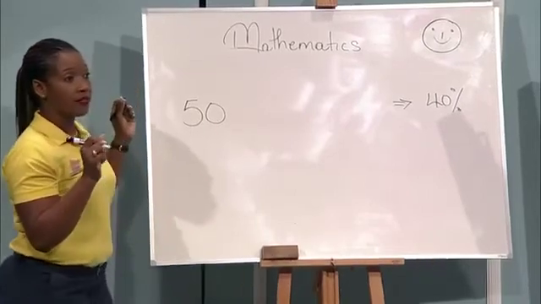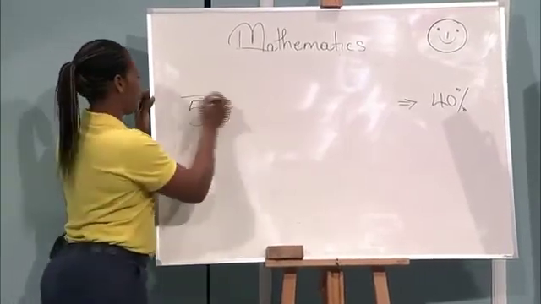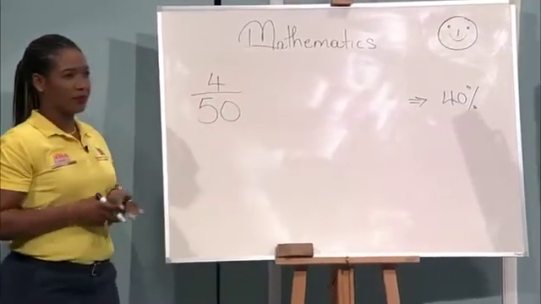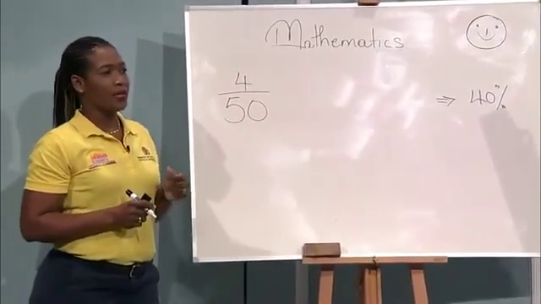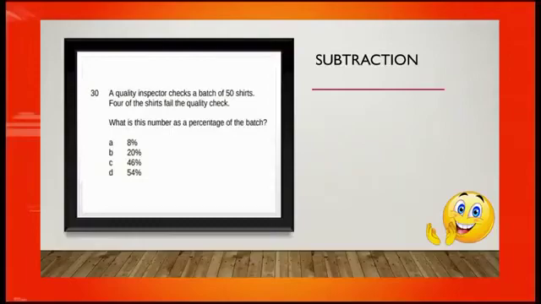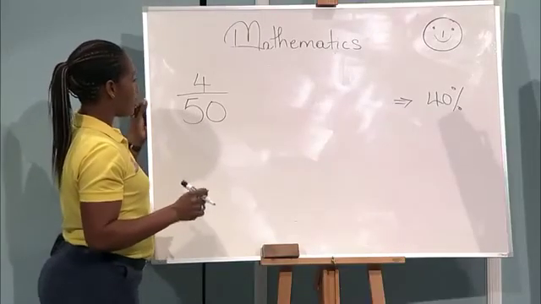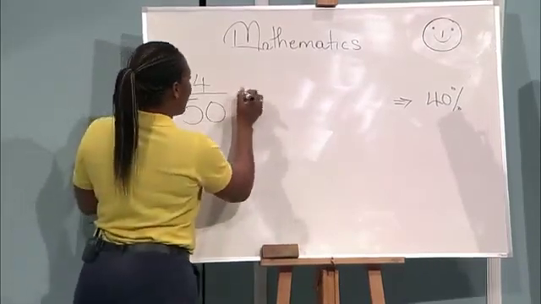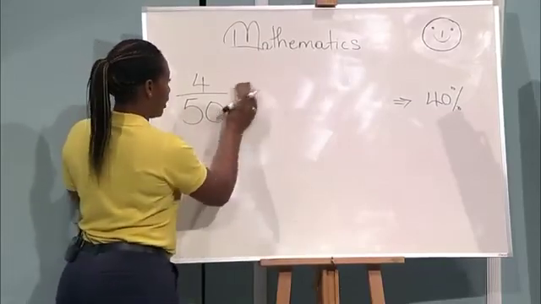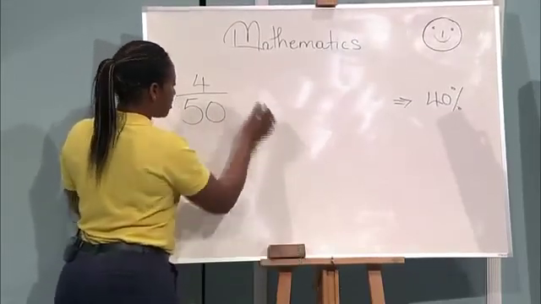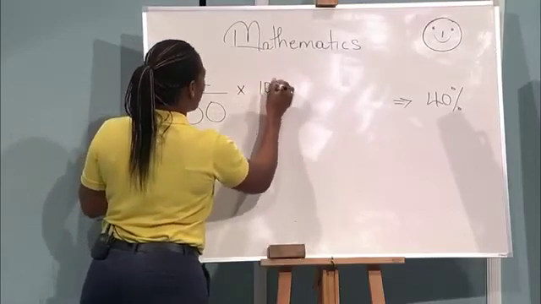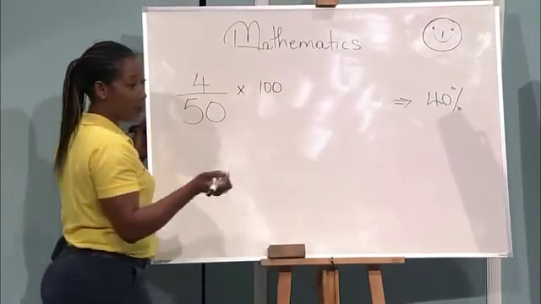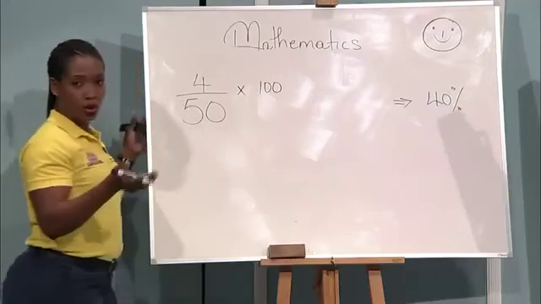How many of the shirts fail? 4 of the shirts fail. Now it's asking, what is this number as a percentage of the batch? So we have 4/50. All right. So we want to change this to a percentage. So let's try it another way then. Let us multiply the fraction by 100, because remember, percentage is out of 100.